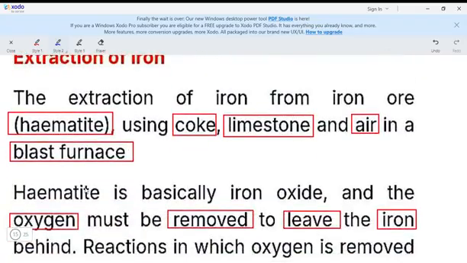How do we extract iron? Remember, the ore of iron is hematite, and we can use coke. Coke is carbon. Carbon is a good reducing agent. What will it do to the hematite? It's going to remove oxygen from it. And once it removes the oxygen, it will become carbon dioxide. That process is an exothermic reaction, whereby a great heat will be needed to heat up another substance needed in extraction of iron, which is limestone.